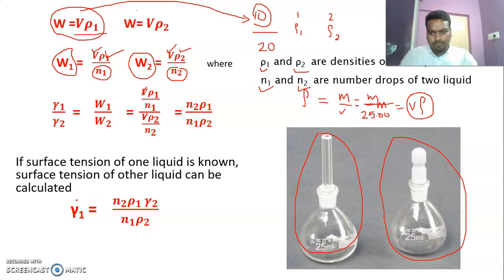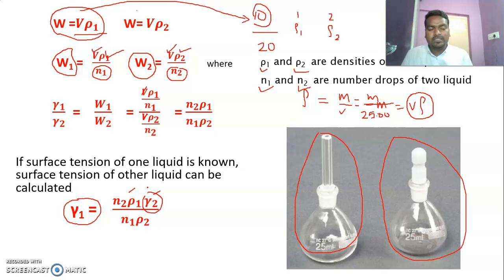Then nu 1 is equal to N2, that is the number of drops of liquid 2, and density of liquid 1, and surface tension of liquid 2, nu 2, divided by N1 into rho 2. So this is rho, this is nu. Here there are two surface tensions, nu 1 and nu 2. As I told in the beginning, in this experiment we are going to identify the surface tension of an unknown liquid by using a known liquid, that is, a reference liquid. In this experiment we are going to use water as the reference liquid.